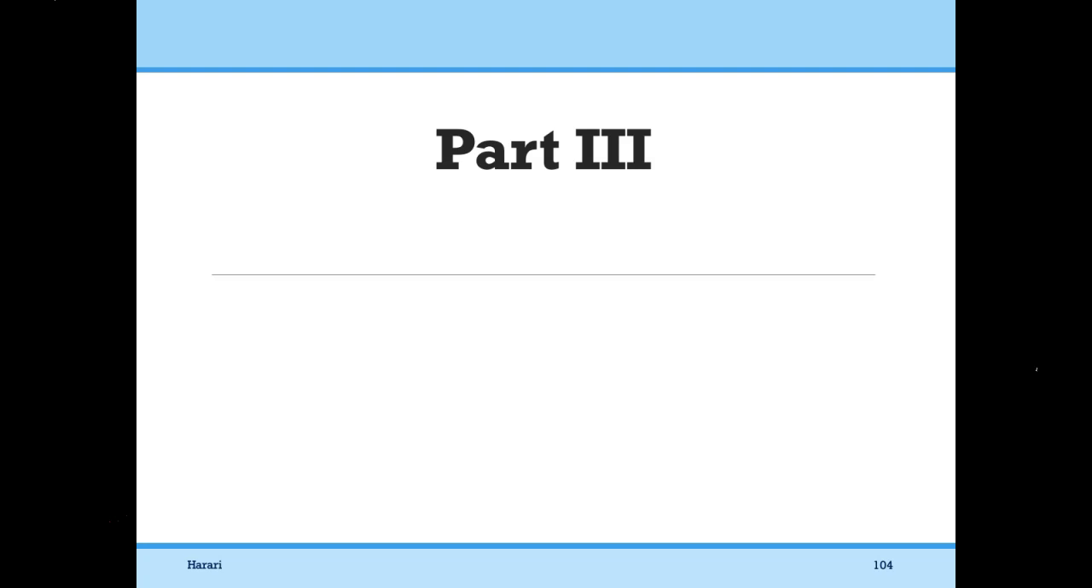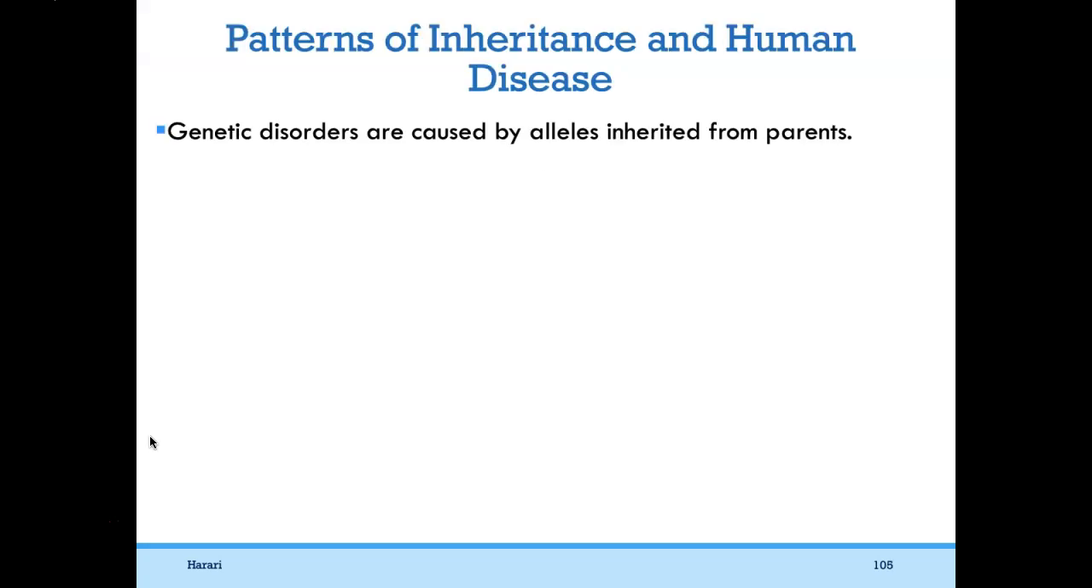That brings us to part 3. So we're going to take a look at patterns of inheritance in human diseases. So when we talk about human diseases and genetics, right, we're talking about genetic disorders, meaning this is something that you get from your parents. Right? This is not like cancer, which is a result of a mutation that's usually happening during your life. Genetic disorders are caused by alleles inherited from the parents at fertilization.